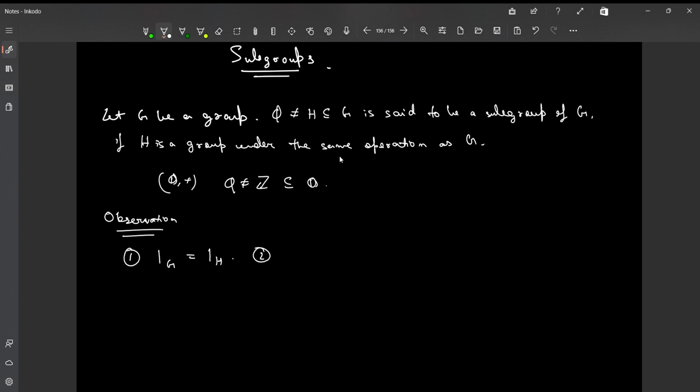Number two, if you choose any element from H, then the inverse of that element in G is the same as the inverse of that element in H. So x inverse in H, that's the notation I would use, is the same as the inverse of x in G. This happens for all elements x in H, because x being in H automatically means x is in G, and that's more precise.